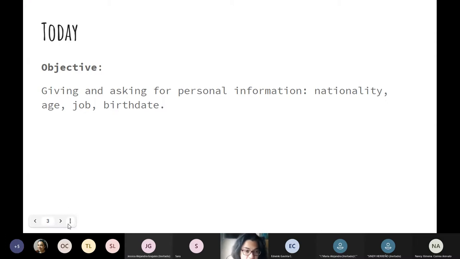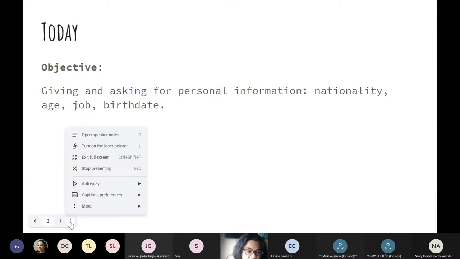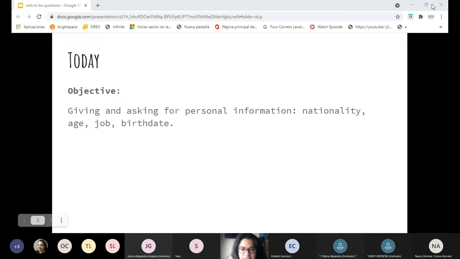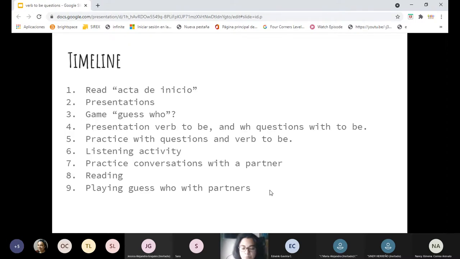So it says, guys, our objective today is giving and asking for personal information. That means like nationalities, ages, job, birth date, okay? Which is probably something you checked with your previous teacher on basics one, but today we're going to be remembering some things and maybe practicing extra things in case we need some extra practice, okay?